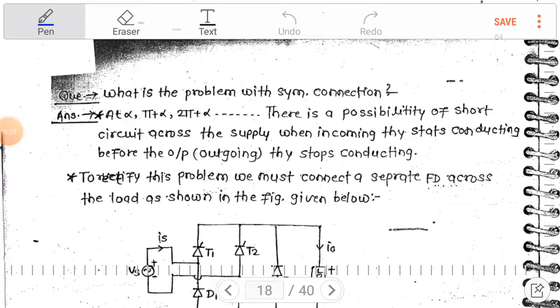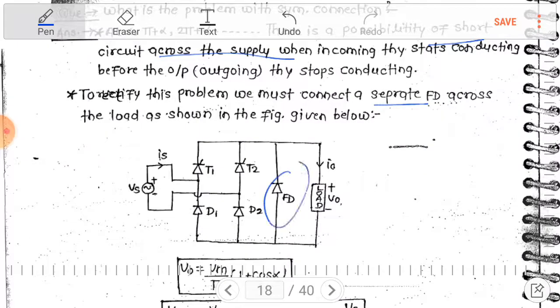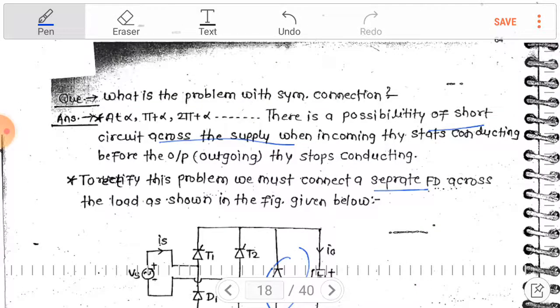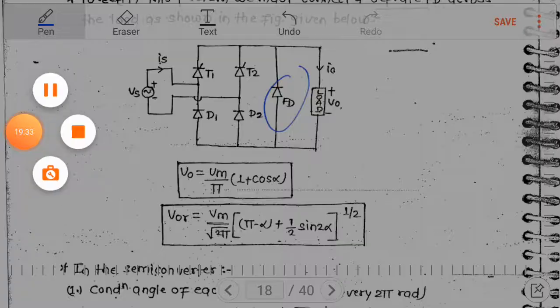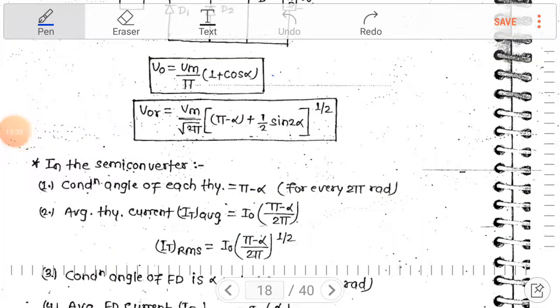So what is the problem with symmetrical connection? At alpha, pi plus alpha and 2 pi plus alpha, there is a possibility of a short circuit across the supply when one thyristor is turning off and another one is turning on. To rectify this problem, we can also use a freewheeling diode in the semi converter in symmetrical connection mode. The average output voltage is Vm by pi into 1 plus cos alpha and the RMS is Vm by root 2 pi into pi minus alpha plus half sine 2 alpha, whole power 1 by 2.